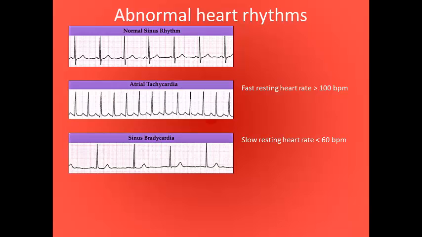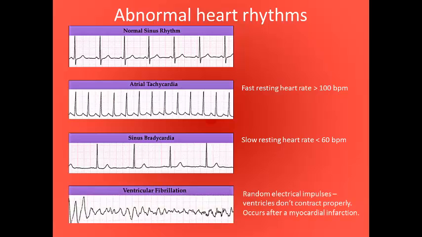And this is sinus bradycardia, which is where there's a slow resting heart rate of less than 60 beats per minute. Now, these can actually be normal. A fast resting heartbeat may be somebody who's a bit older or unfit, and a slow resting heartbeat may be somebody who is very fit, but it can also be caused by disease. So a fast resting heart rate, for example, might be caused by an overactive thyroid, and a slow resting heart rate might be caused by an underactive thyroid.